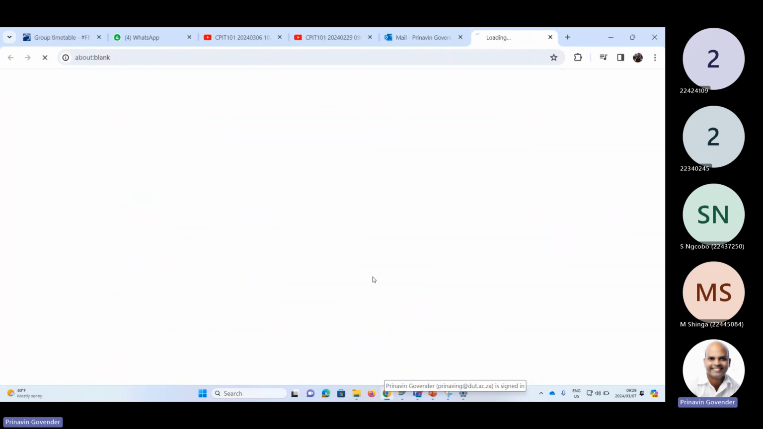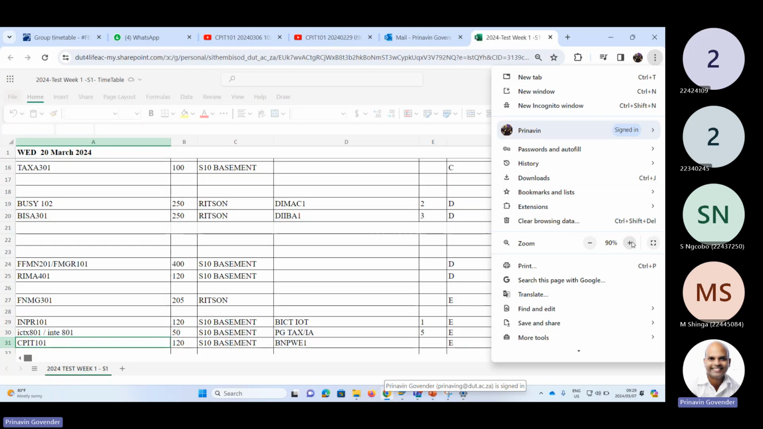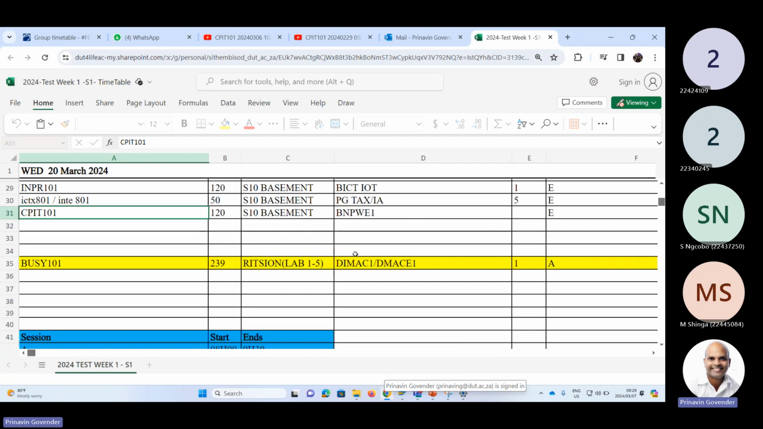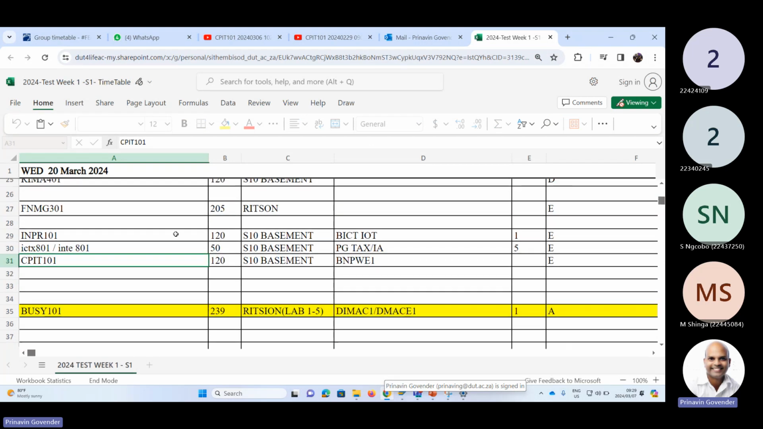Final draft. There's test week. Let me see if CPIT is there. Let's make that a little bigger. CPIT. Oh, look at that. Okay. Now, by the way, there's 156 of you. Initially, there was 120, so lots of people have come.